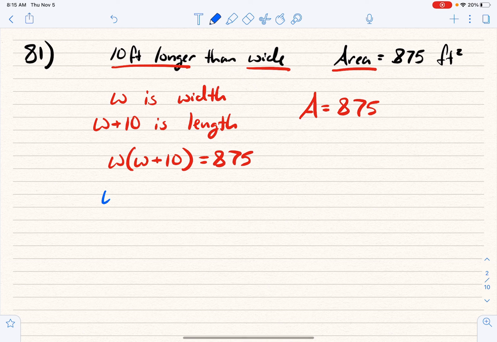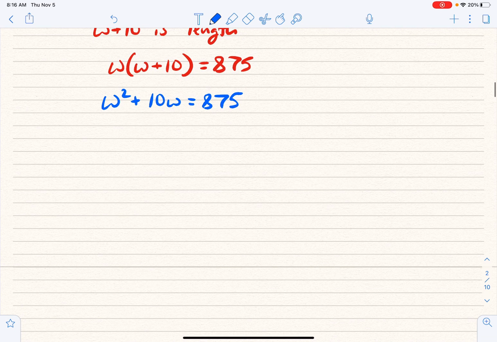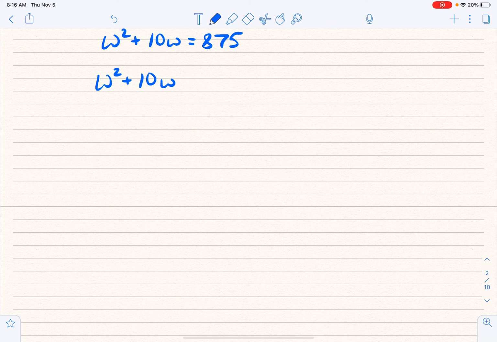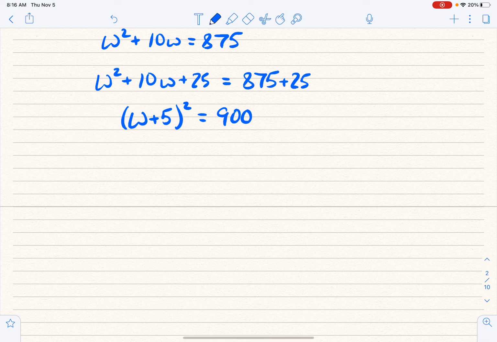At this point, you can distribute. You get W squared plus 10W equals 875. When we're doing quadratics, typically we move everything over to one side. But I'm going to go ahead and complete the square on this one. So I'm going to leave it over there, and I'm going to say W squared plus 10W equals 875. Now, half of 10 is 5. 5 squared is 25. So I got to add 25 to this side, add 25 to this side, and I get W plus 5 squared is equal to 900. 875 plus 25 is 900.